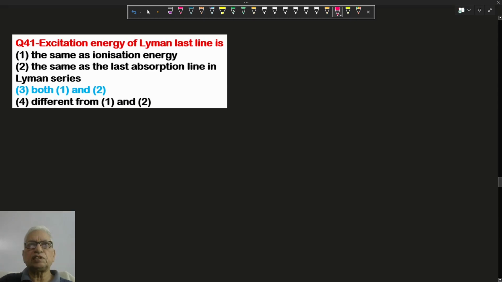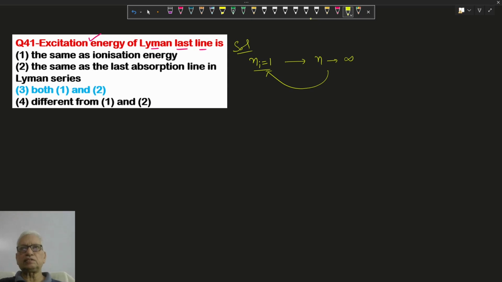Hello. In this question, excitation energy in the Lyman last line. It means here n1 is 1 and the final is infinity, which is ionization. In the reverse case, this is the emission spectrum. So whatever energy here, that is minus 13.6 electron volt, and here 0. So the difference here is 13.6.